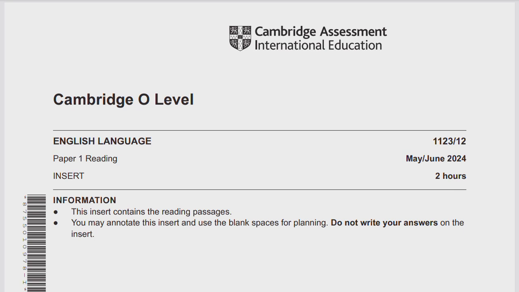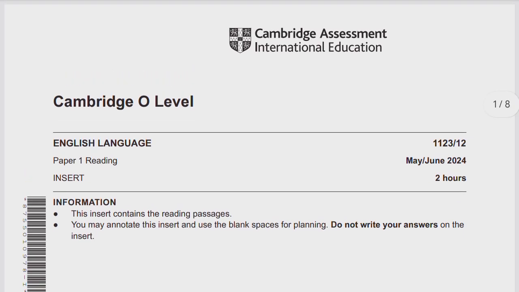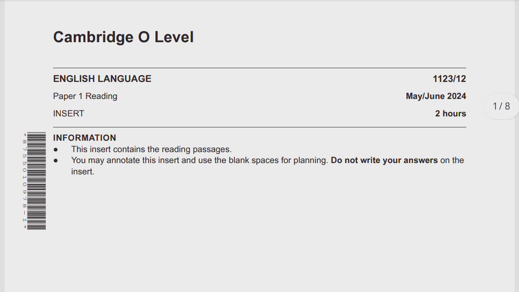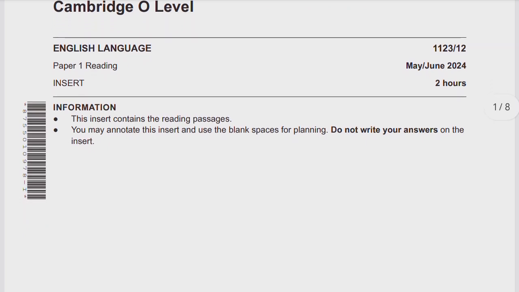So, here in this video, I am going to share with you the reading text A and B that was available in the Reading Insert in the May June 2024 exam series. This is variant 2 of the paper. These are all the instructions. This insert contains the reading passages. You may annotate this insert and use the blank spaces for planning. Do not write your answers on the insert.